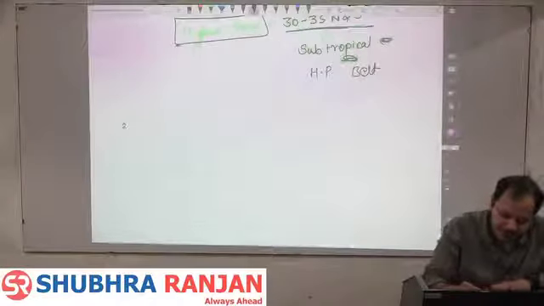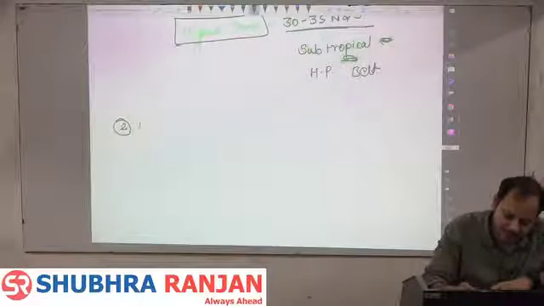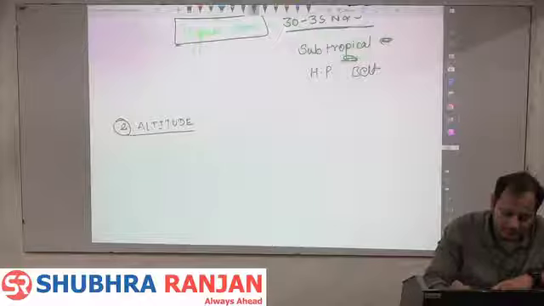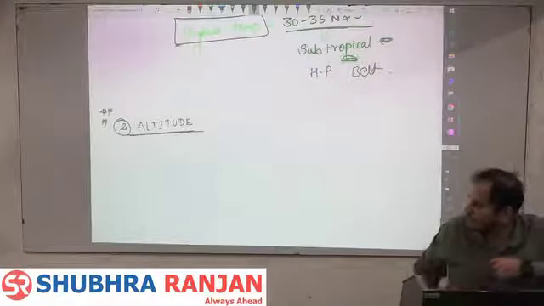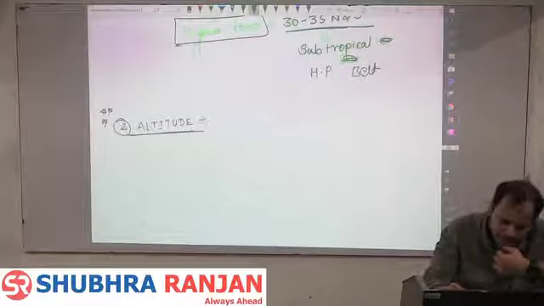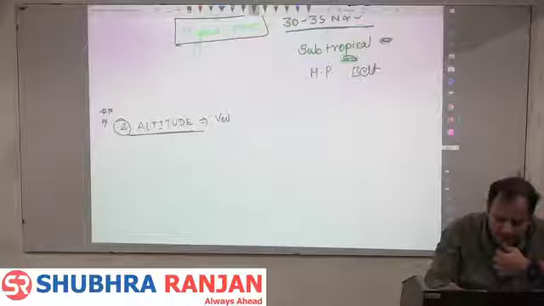Second factor that determines the temperature is altitude. This has already been your past year question. Altitude. And altitude determines what is known as a vertical distribution of the temperature.